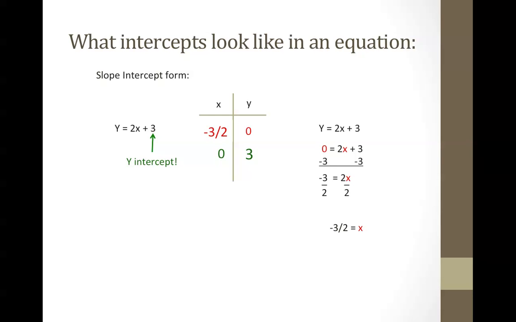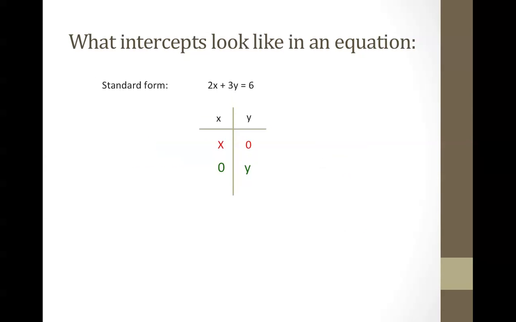This is a little bit of work when we start in slope-intercept form, but it can be easier to find the intercepts if we start with an equation in standard form. So in standard form, the x and the y are on the same side of the equal sign. Here's an example, 2x plus 3y equals 6. And it's quite easy to find the x and y intercepts in this case.